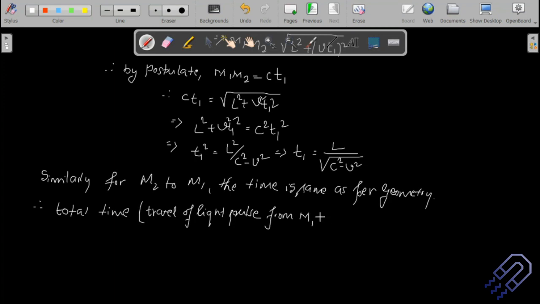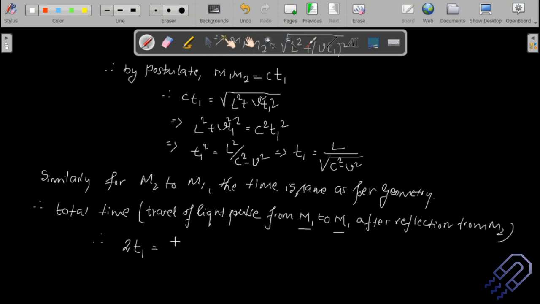From M1 to M1. Okay, M1 to M1 I'm writing. It's M1 and back to M1, after reflection from M2. So I hope you understand what I mean by total time after reflection from M2, right? So therefore the total time is nothing but 2t1, because even if you take it to t2, it's fine, it's the same result. So you can just add them up.